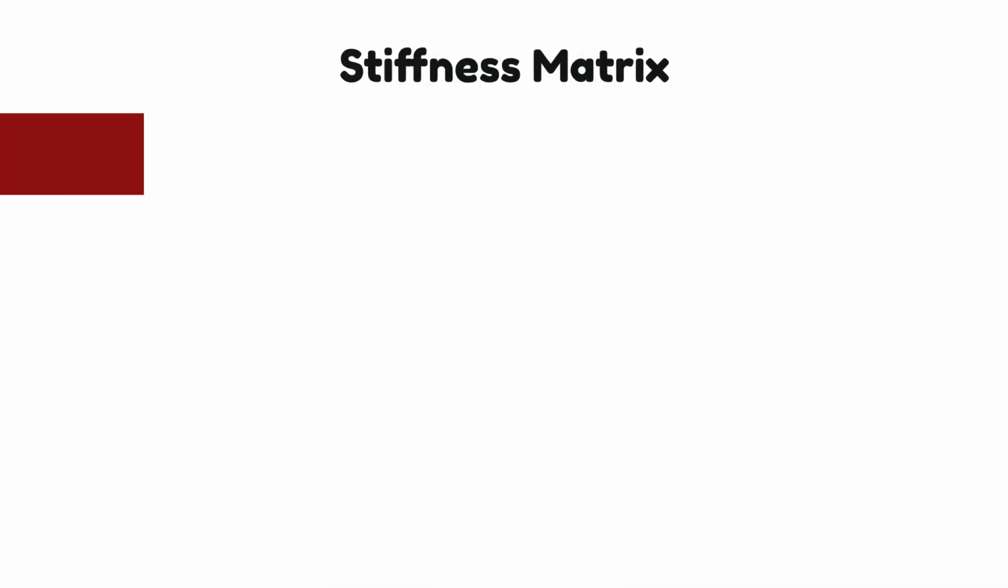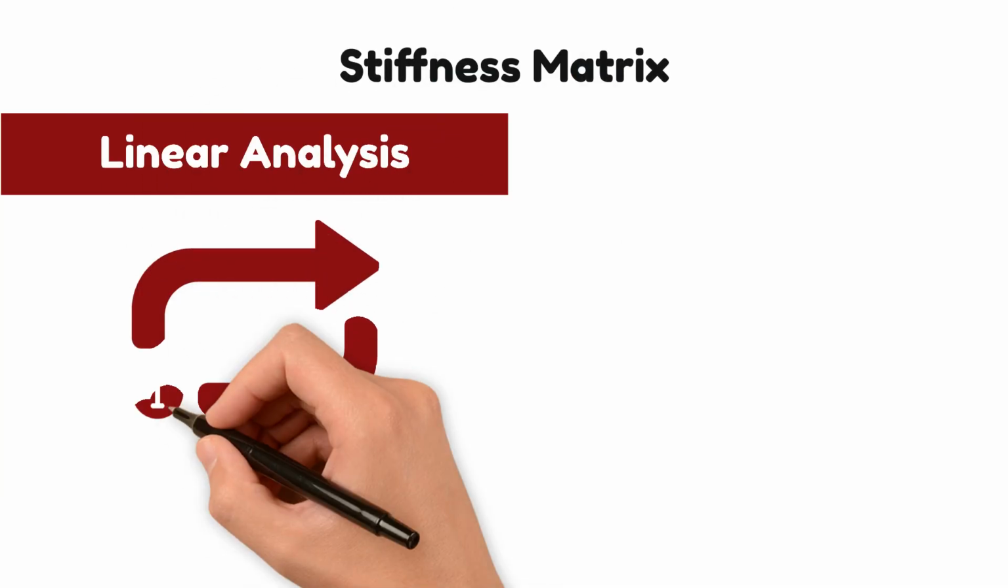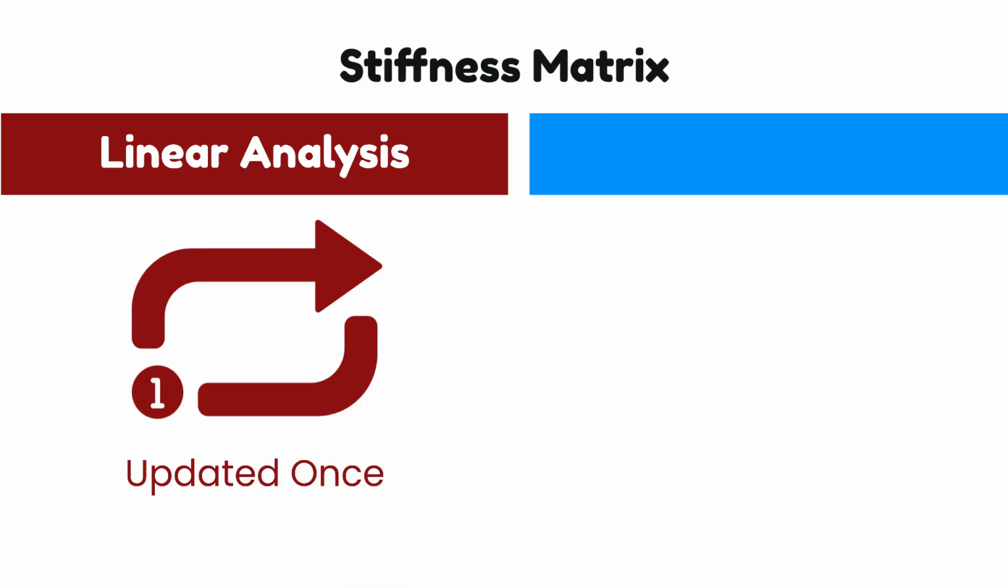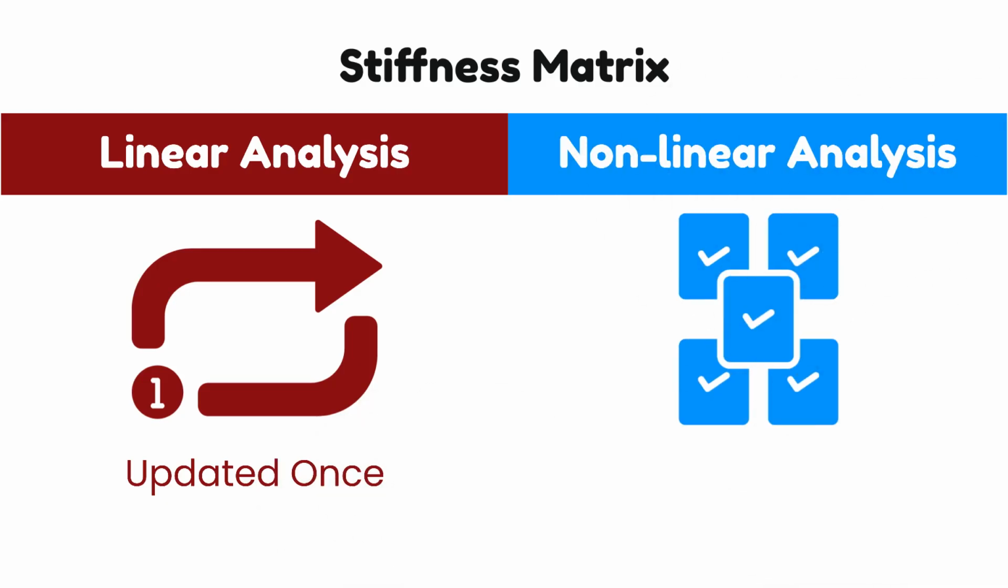In linear analysis, the stiffness matrix is built once, and that's it. But in nonlinear analysis, the stiffness matrix keeps getting updated in every iteration because the system response itself changes as the load increases. That's what makes nonlinear simulations much heavier but also much more accurate.